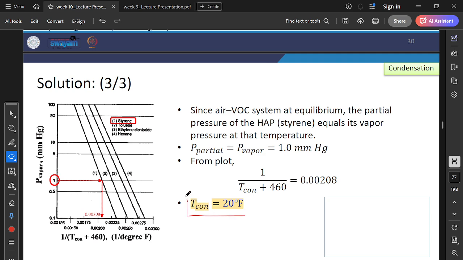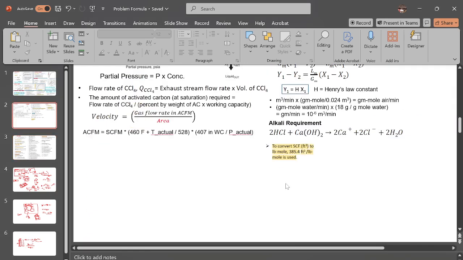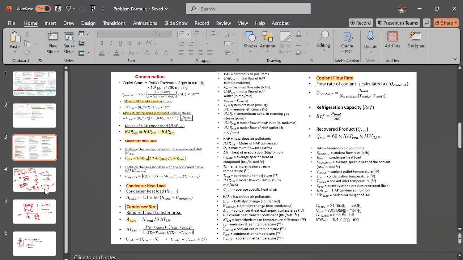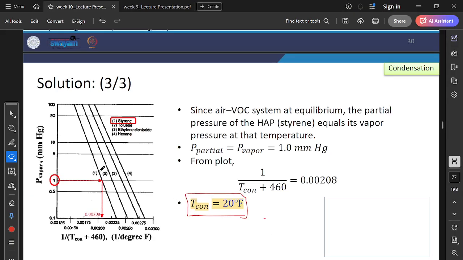Then the condensation temperature will be taken from, where is the formula sheet here? See, there is a graph for condensation. I will keep the graph here. If you know the partial vapor pressure, then you can get this value 1 by T condensation plus 460. That is in degree Fahrenheit. So I know the partial pressure is 1 mm of Hg.